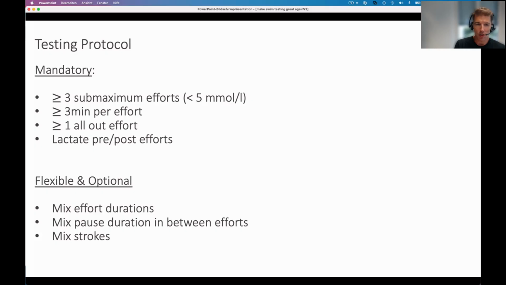And that's all, which means you are pretty flexible when it comes to mixing efforts. You could do 3 times 400, or 1 times 400, 1 times 800, 1 times 600. You are flexible with the pause duration in between, so there is no fixed protocol. You can do 30 seconds rest, 45 seconds rest, or whatever rest is comfortable for you between each effort. It doesn't matter. And you can even mix strokes. You can do 3 efforts, which is very common, in freestyle, and maybe the all-out in butterfly or breaststroke or whatsoever.